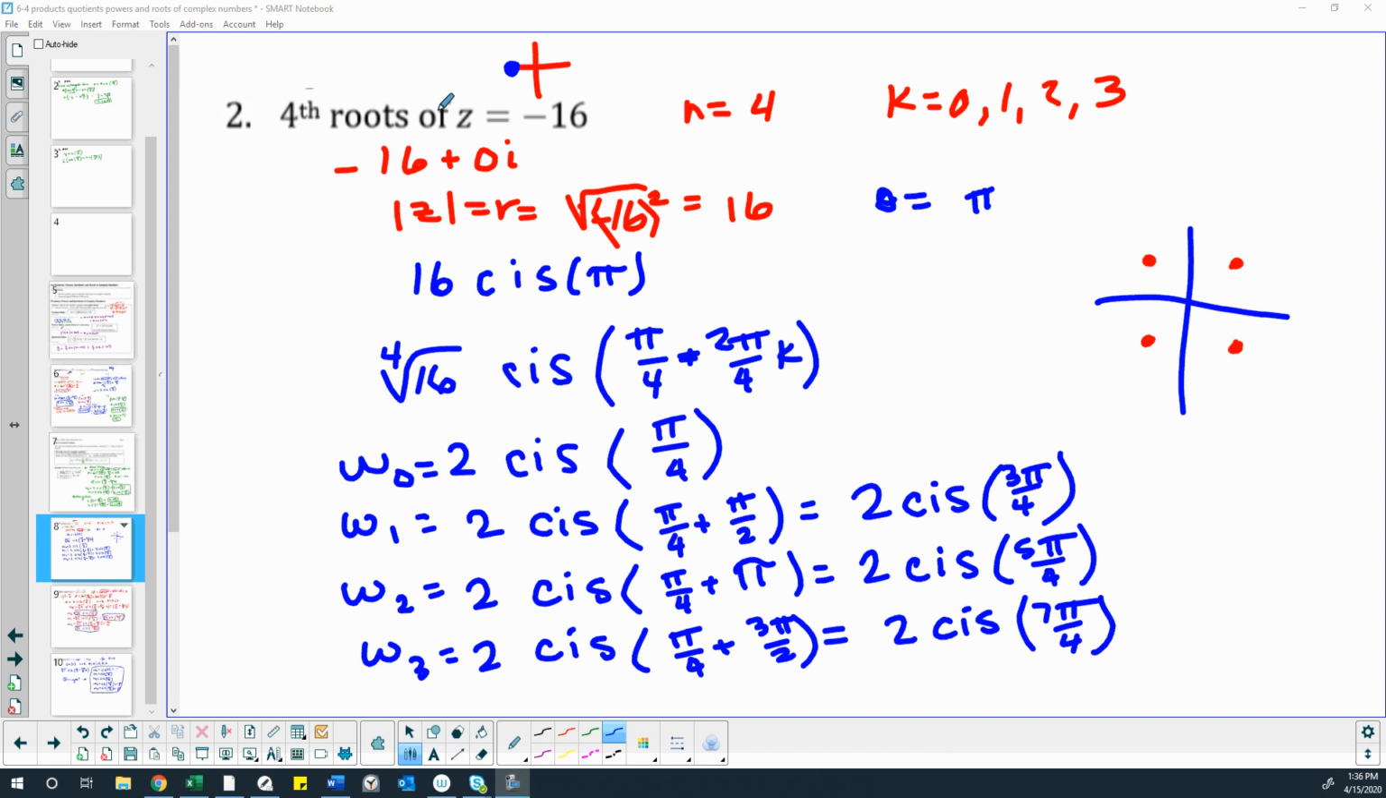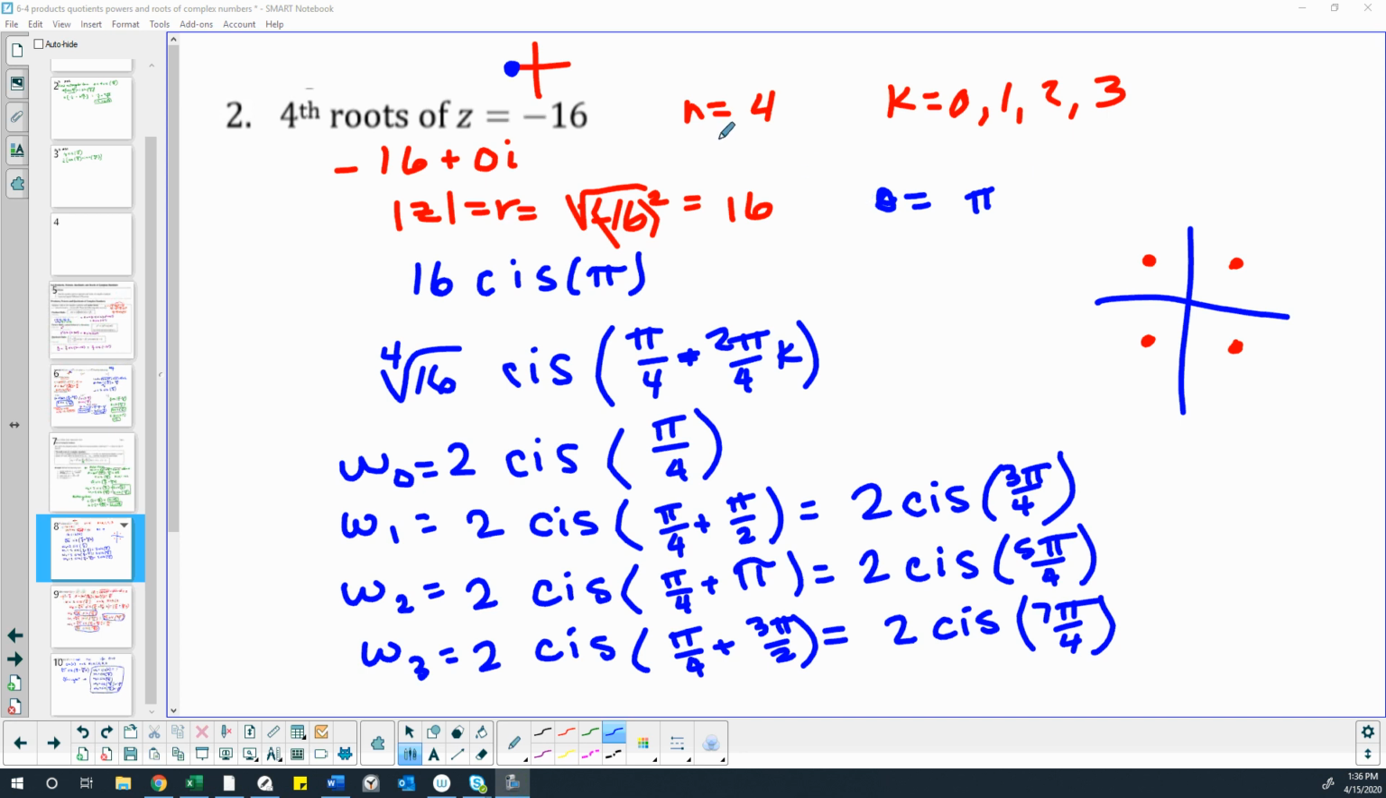We're finding the fourth roots of z equals negative 16. So let's change that to a complex number in rectangular form. That just means the real part would be negative 16, the imaginary part would be 0. So the modulus would be the square root of negative 16 squared plus 0 squared, which is just going to be 16. Then we're finding the fourth roots, so n would equal 4, and k would be 0, 1, 2, and 3.